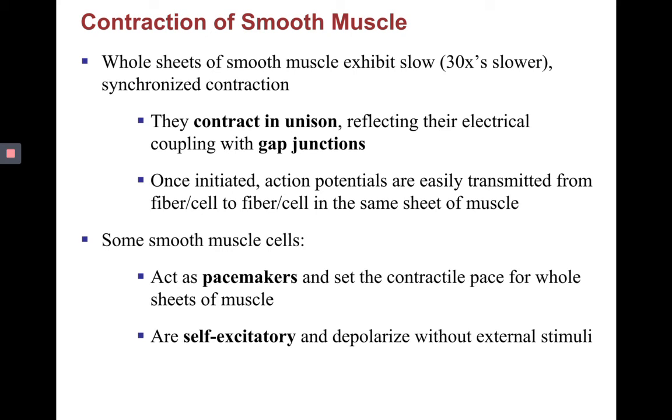Some smooth muscle cells have pacemakers like cardiac muscle cells, and they would set the contractile pace for the whole sheet of muscle, for example, in the wall of a hollow organ. So they are self-excitatory and depolarize even without external stimuli, even though smooth muscle is externally innervated.